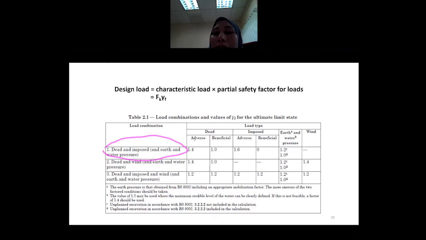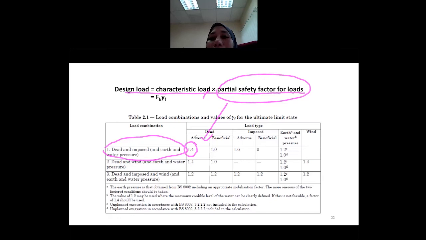So normally kita akan ambil select 1.4, sebab kalau you tengok dekat atas ni, the design load, characteristic load times partial safety factor. Partial safety factor. Okay, so partial safety factor ni, ini adalah nombor-nombor ni semualah. Okay. So 1.4 ni adalah safety factor ni. So normally kita akan ambil adverse terus. Okay, and also for impose kita akan ambil adverse terus lah, which is 1.6. Okay, so 1.4 and 1.6 for imposed load.